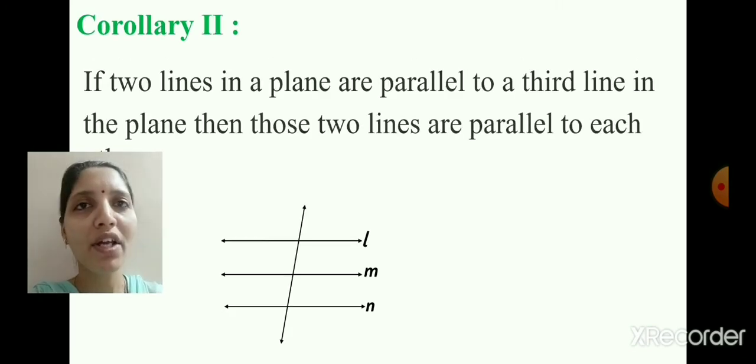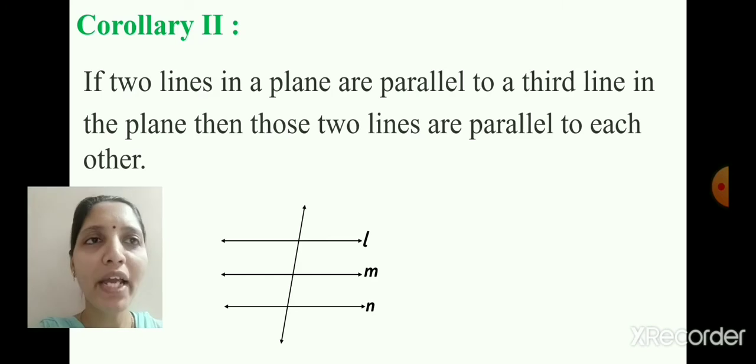Second corollary, if two lines in a plane are parallel to a third line in the plane, then those two lines are parallel to each other. So here we can say that if line L is parallel to line N and line M is parallel to line N, then we can say that line L is parallel to line M. I hope you all have understood this and you are remembering all these statements, because these statements are very important.